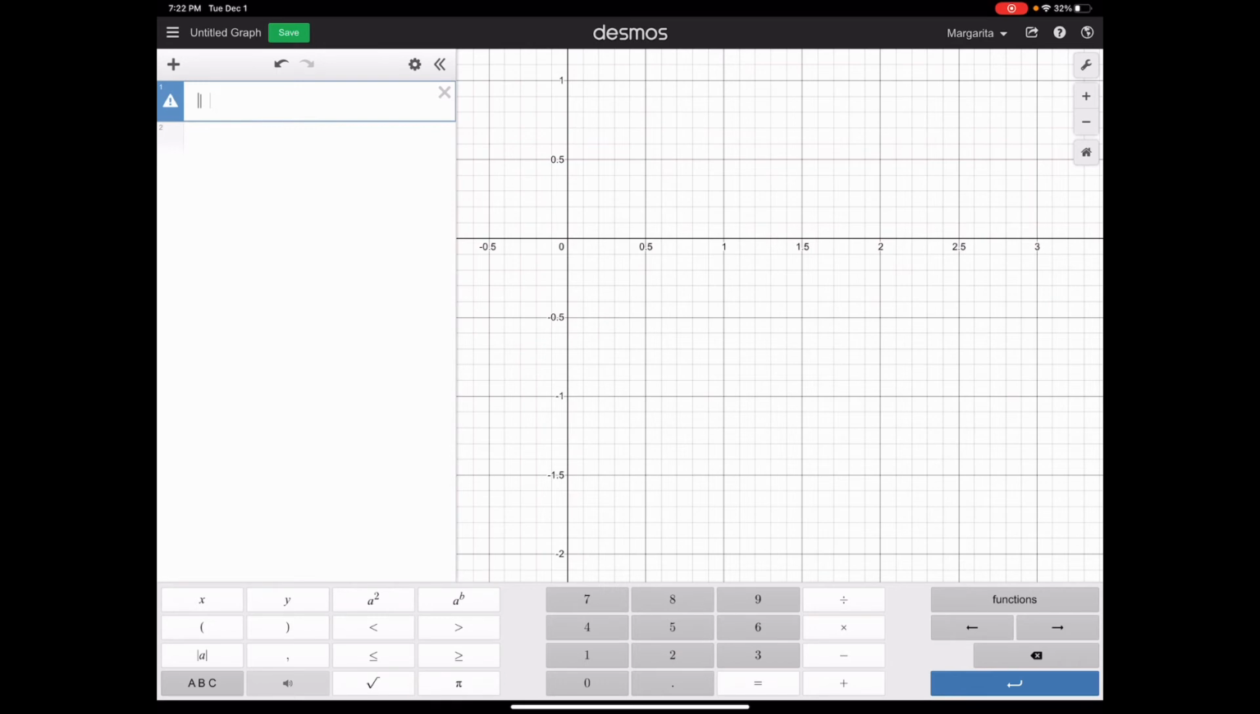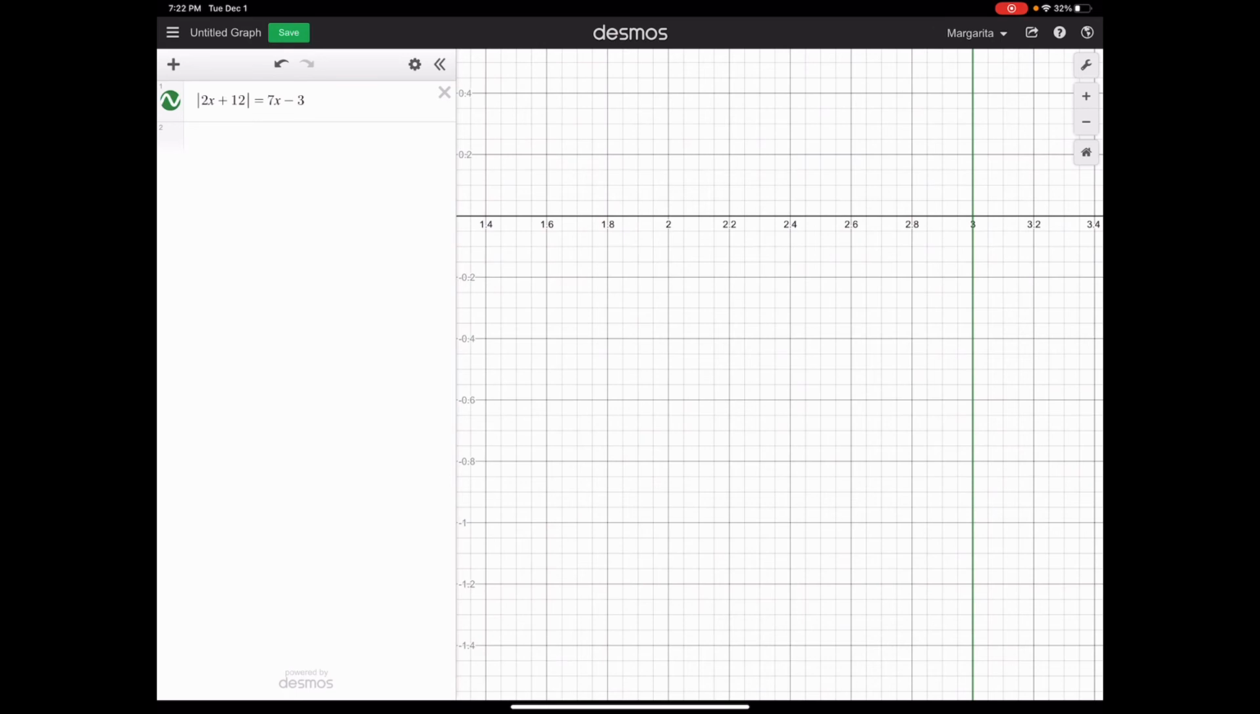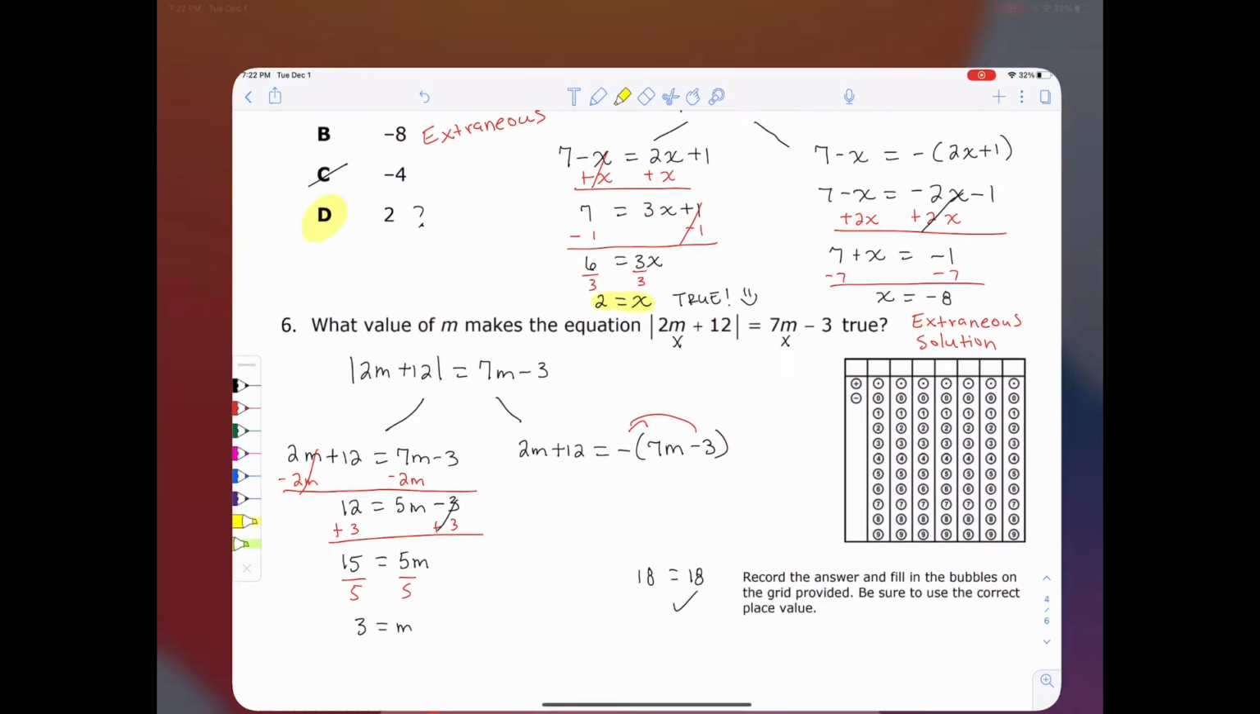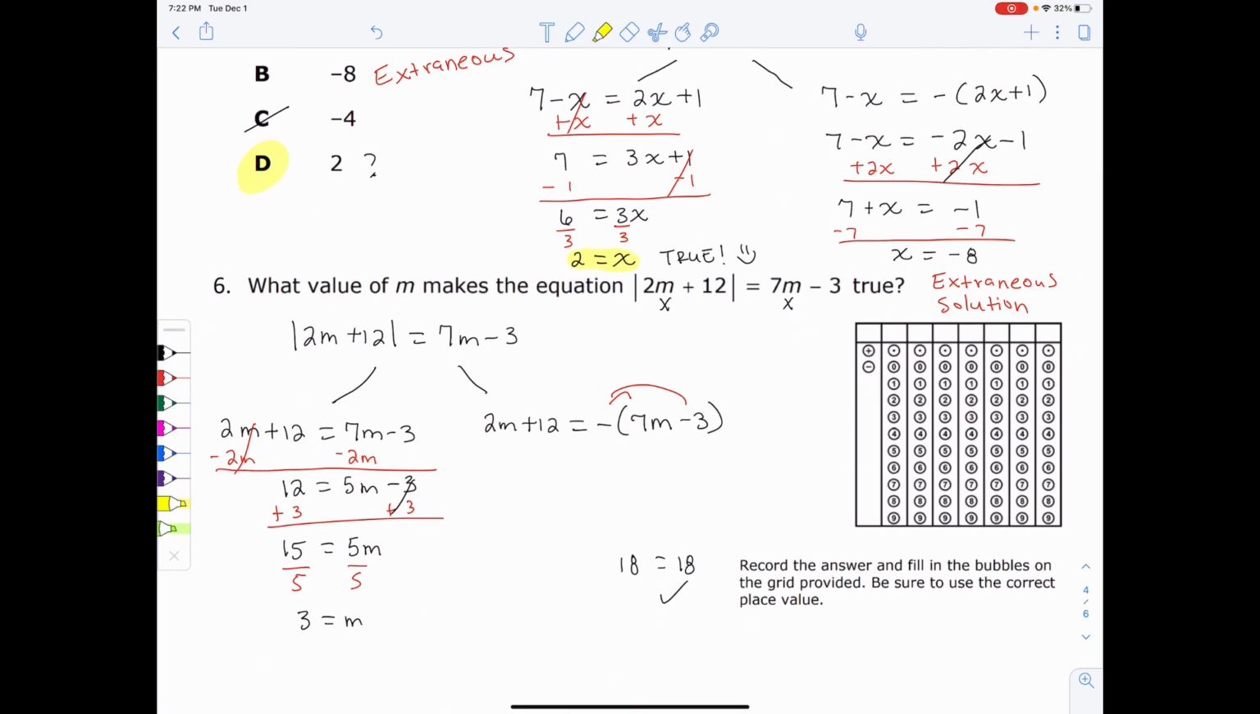Absolute value, 2m plus 12. 2x plus 12, don't forget to change it to x, equals 7m minus 3, so 7x minus 3. And it shows that x equals 3. Uh-oh. Wait. So what did I do wrong? Let's see. Oh, wait, that's what I had.